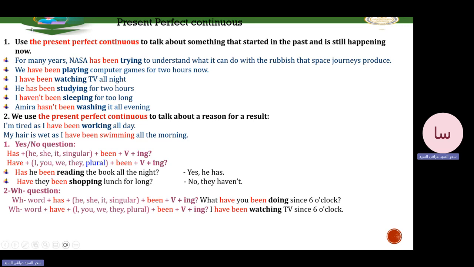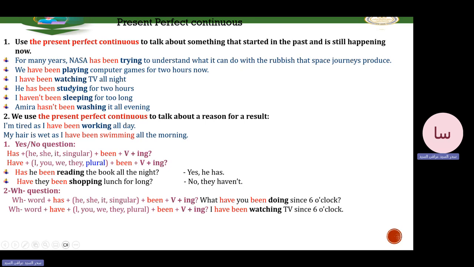If we want to ask a question about this sentence, he has been studying for 2 hours, How long has he been studying? So we should ask about the period of time that they have taken. So the present perfect continuous talks about something that started in the past and it is still happening right now, and it took a long period of time. So we must have in the sentence a phrase or a word that refers to the period of time.